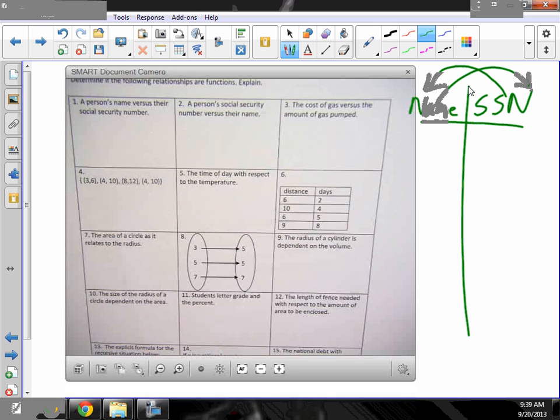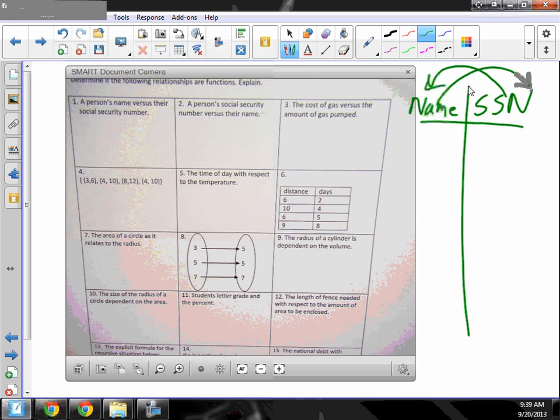All right, number three, the cost of gas versus the amount of gas pumped. So let's say gas is $3.77. If I pump a gallon, will I always pay the same amount? Yes, until the price changes, but that would be a new function. So this one is yes. For every amount of gas pumped, there's only one amount to pay until they change the price, but that would be a new function. Good. Number four.